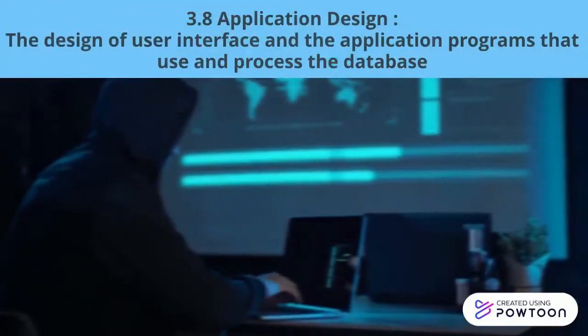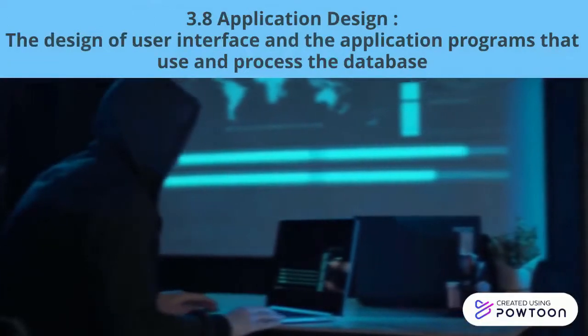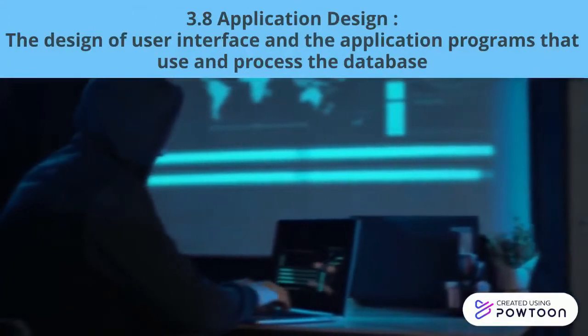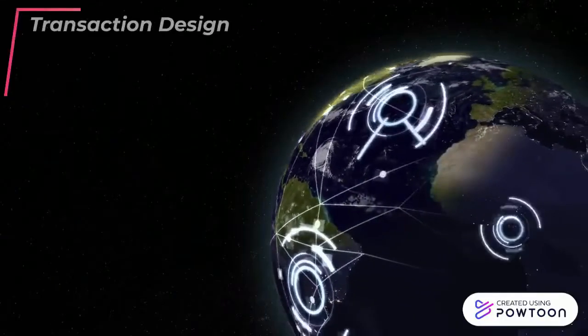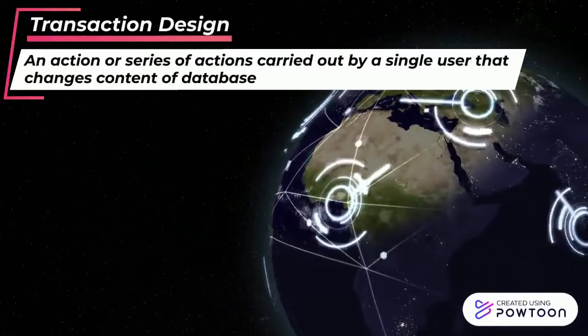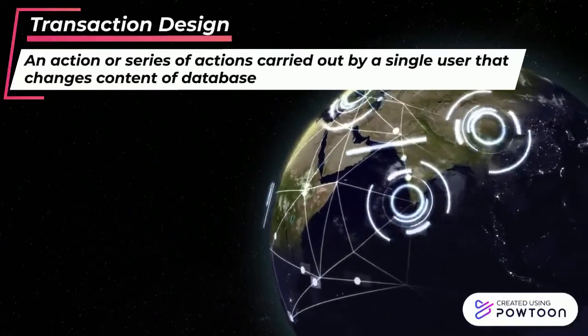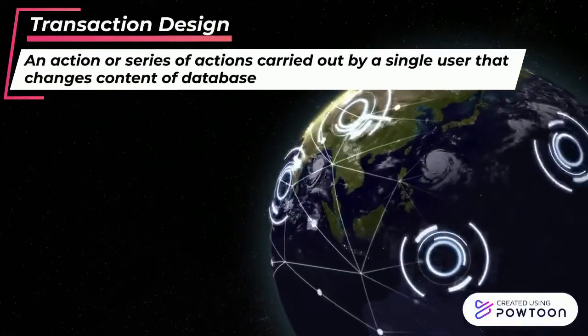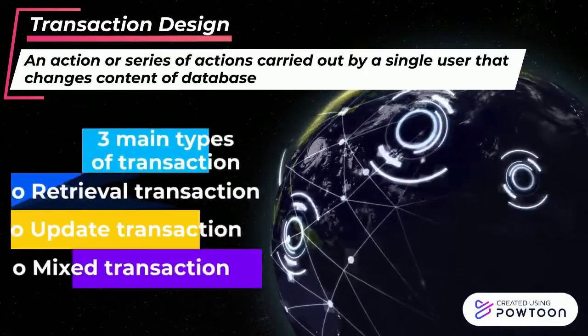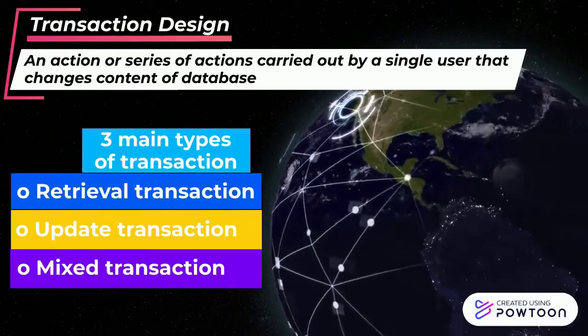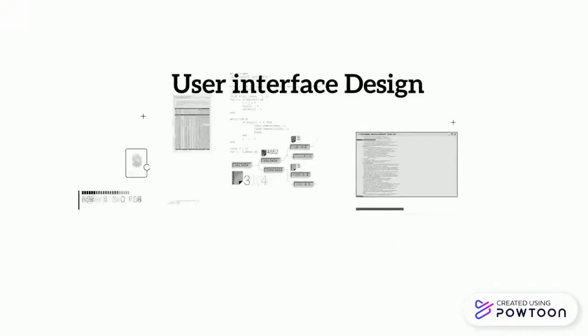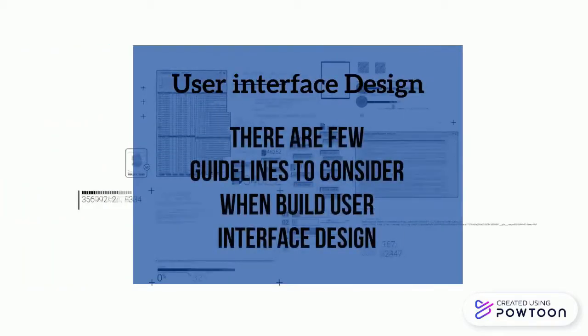The design of the user interface is divided into two, which are transaction design and user interface design. Transaction design is an action or series of actions carried out by a single user that changes the content of the database. There are three main types of transaction: retrieval transaction, update transaction, and mixed transaction. User interface design. There are a few guidelines to consider when building a user interface design.